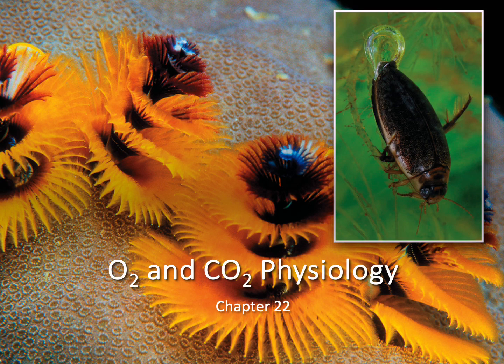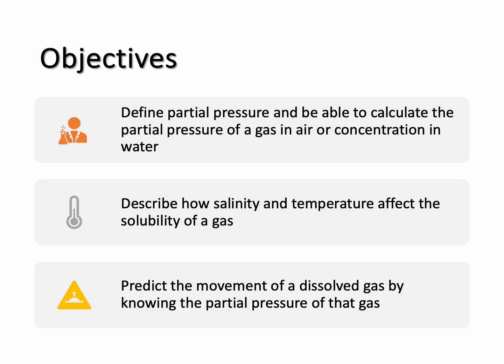We're starting on chapter 22, which is oxygen and carbon dioxide physiology. The objectives for today are to be able to define partial pressure and be able to calculate the partial pressure of gas in an air or concentration in water, to be able to describe how salinity and temperature affect the solubility of a gas, and then to predict the movement of a dissolved gas by knowing the partial pressure of that gas.